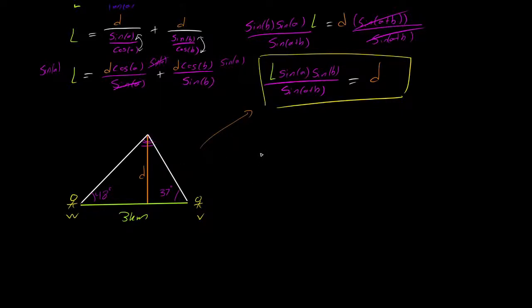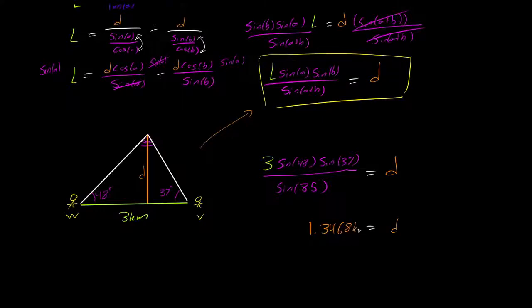So let's say in this scenario, L would be equal to 3, sine A would be sine 48, B would be 37, so it would be sine 37, over sine A plus B, so sine 48 plus 37. So that would just be 85. And that will equal D. So if we plug this into our calculator, we would find out D is 1.3468 kilometers away. So if you're Volkheimer in this situation, you would know what direction and how far your enemy is. So you can simply head to the source of the target and brutally eliminate them.